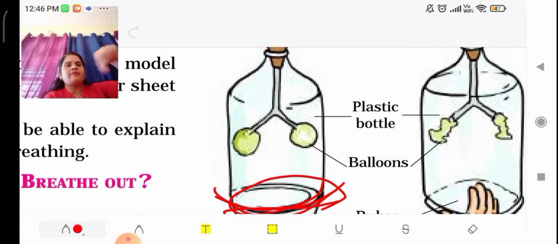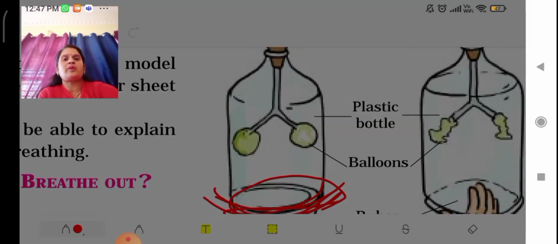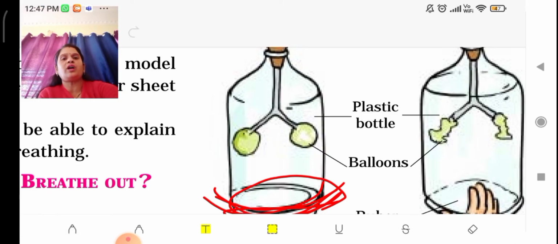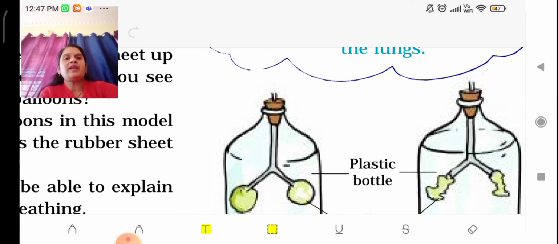or to hold it tightly we can fix a rubber band, so that the rubber sheet, or you can say a deflated big balloon which can be stretched more, we can fix and put tightly with the help of a rubber band. And at the mouth of the bottle, what can we take? We can take this kind of plastic pipe, which is Y shaped.